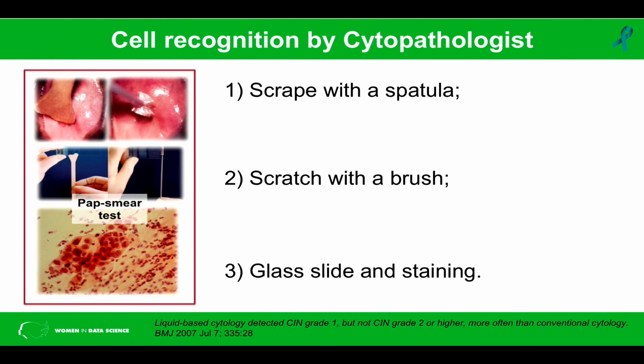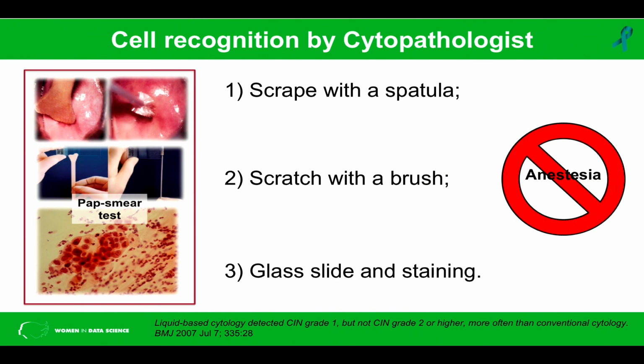How does it happen? How can we catch it early? One of the methods is the pap smear test, using conventional pap smear, and that's what I'm showing here. How do we start? Scrape with a spatula, scratch with a brush, put on a glass slide, stain, digitize. Perhaps some of you went through this process. I did. Yeah, no anesthesia. We want that to be highly accurate, folks. We must have it.